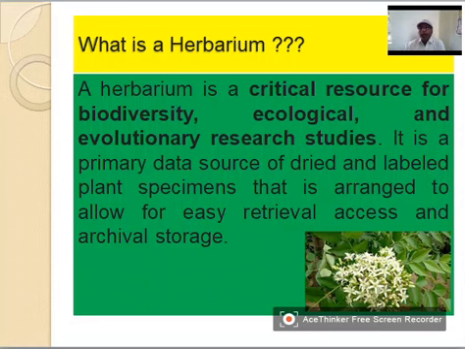A herbarium is a critical resource for biodiversity, ecological and evolutionary research studies. It is a primary data resource of dried and labeled plant specimens that is arranged to allow for easy retrieval, access and archival storage.